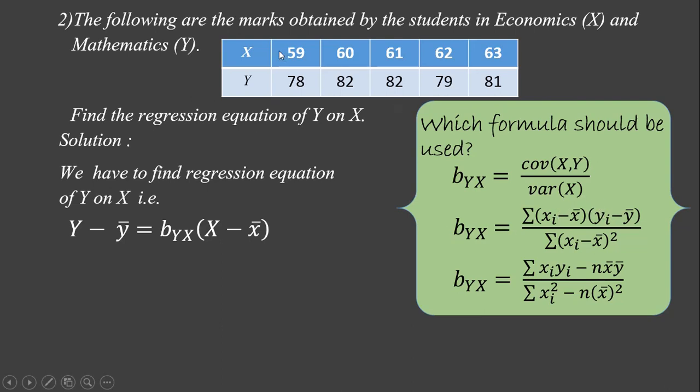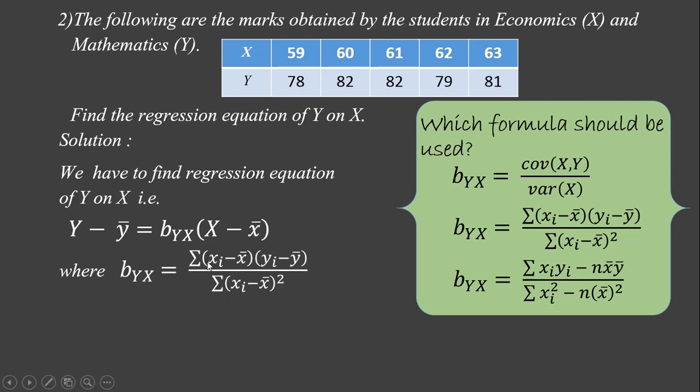Okay, so for this example, where the values of x and y are large, we use this formula for b_yx. So y minus y bar is equal to b_yx into bracket x minus x bar, where b_yx is equal to summation (xi minus x bar) into (yi minus y bar) upon summation (xi minus x bar) to the square.